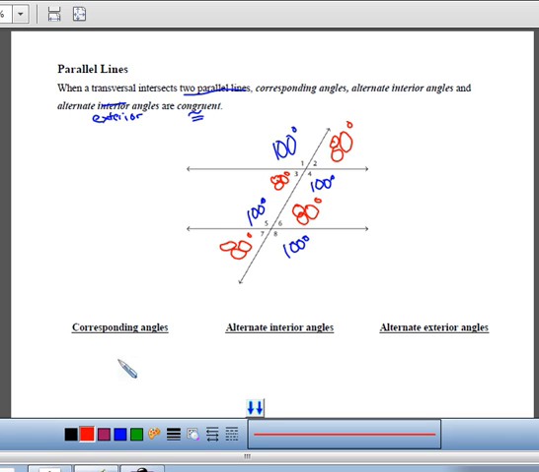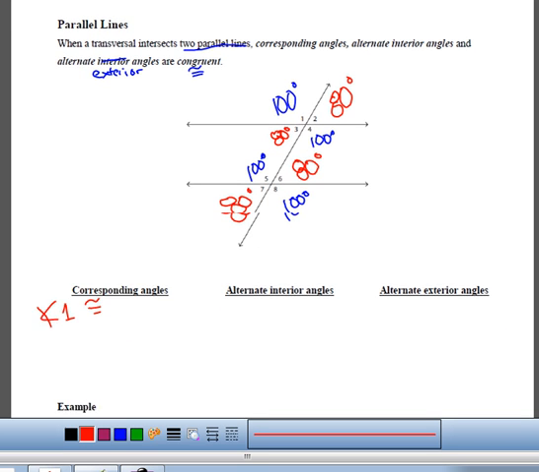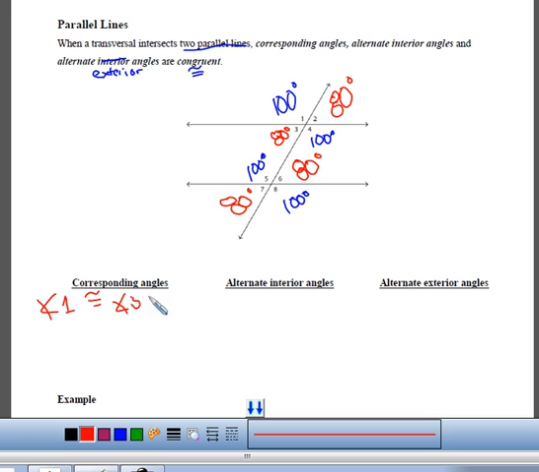All right, so let's talk about our corresponding angles. If I were to cut these out and set one on top, angle 1 goes with angle 5. And what can we say about 1 and 5? They are congruent. Angle 2 is corresponding to angle 6, and they are also congruent. And it's because we have parallel lines cut by a transversal. Angle 3 is congruent to angle 7, and angle 4 is congruent to angle 8.